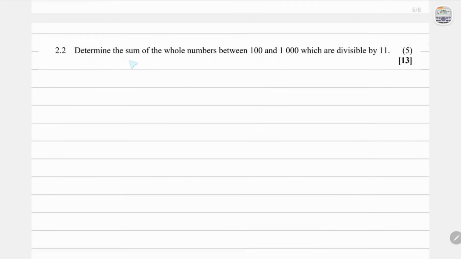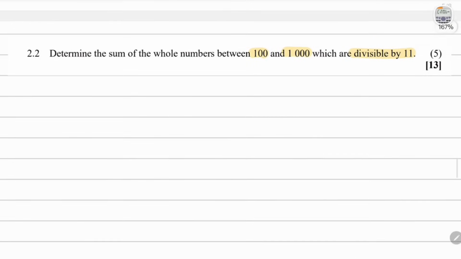Question 2.2 says, determine the sum of the whole numbers between 100 and 1000 which are divisible by 11. Okay, so if the numbers are divisible by 11, let's just first of all make a smaller example so you can understand this. If I said find the sum of the whole numbers between 1 and 10 that are divisible by 2, then these are numbers that can be divided by 2, meaning they're numbers that are counting in twos. Okay, so these will be numbers like 2, 4, 6, and 8.